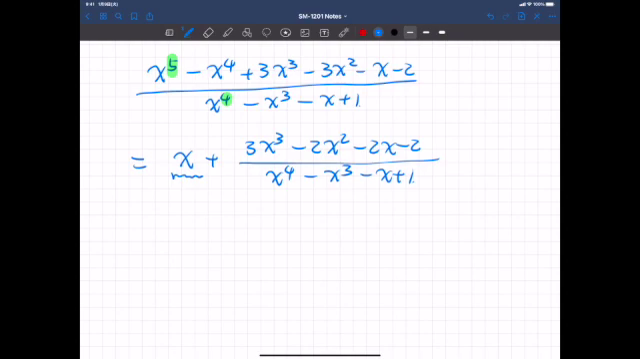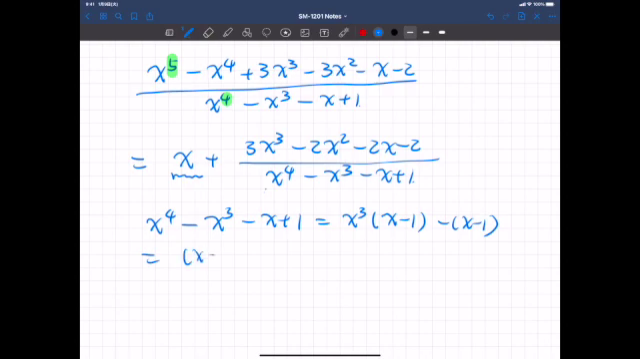Okay, and what about the rest? We still have a quartic polynomial in the denominator, so somehow we want to reduce it. So x to the power 4 minus x cubed minus x plus 1. Actually, this can be written as x cubed times x minus 1 minus x minus 1. So we have x minus 1 as a common factor and x cubed minus 1, which is x minus 1 times x squared plus x plus 1. So we have this decomposition.